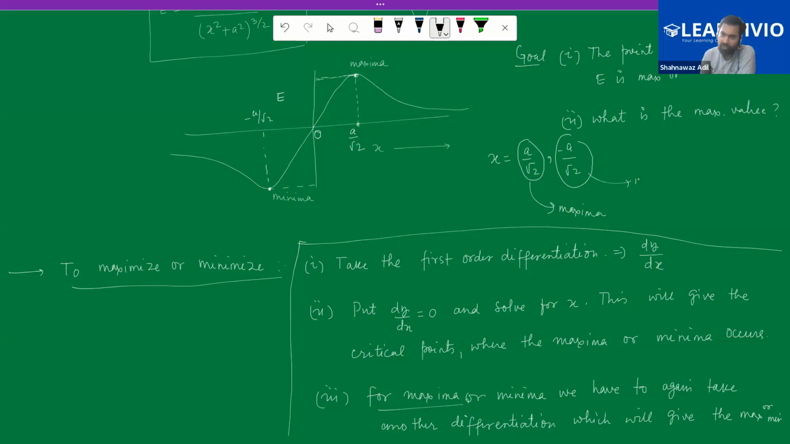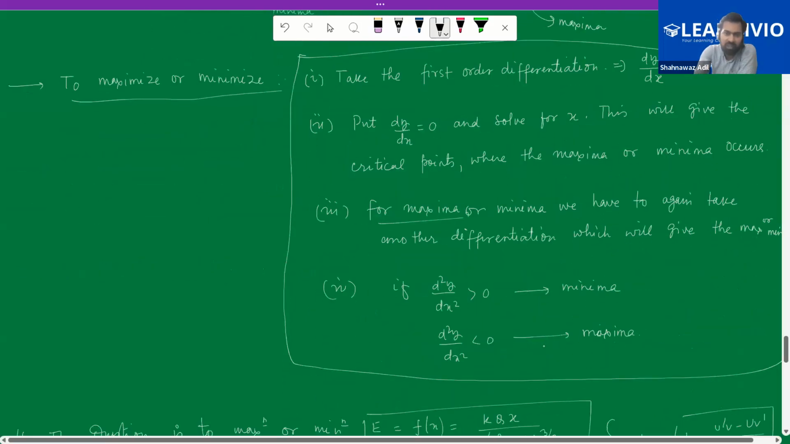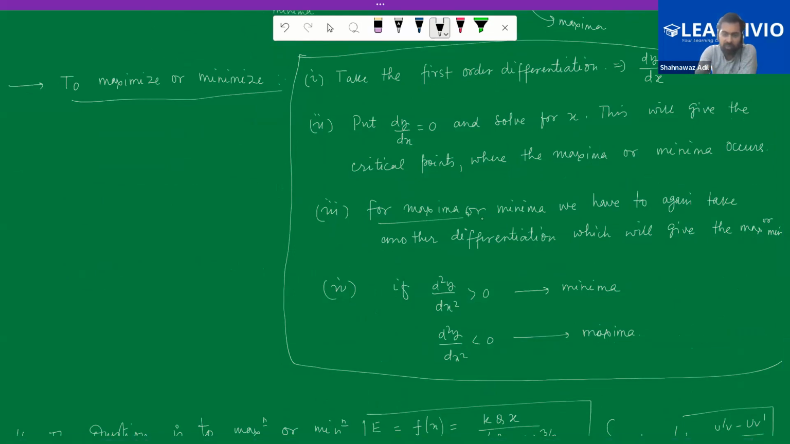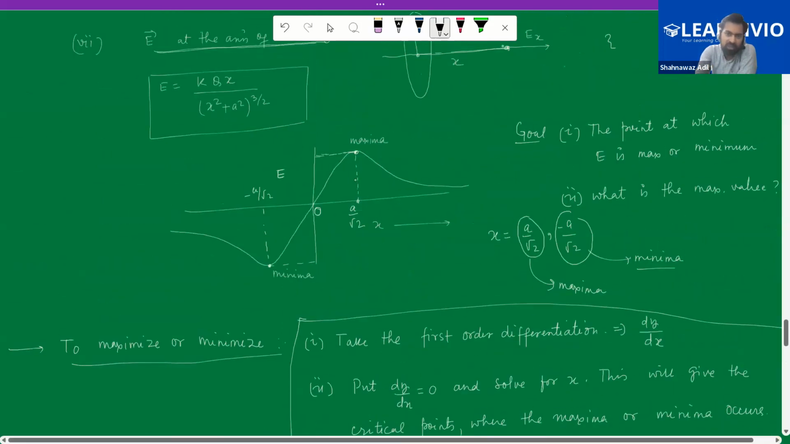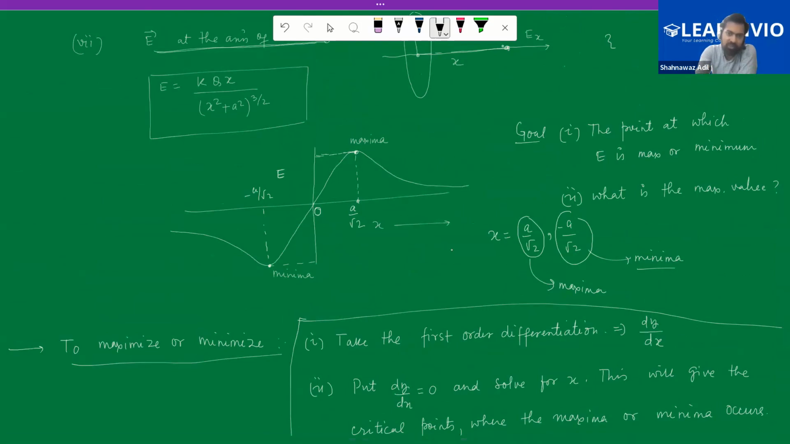I have told it by using the graph, right? But if we follow the second, third and fourth steps, then we can determine from the calculations whether it is a maximum. But from the graph, we can already see that this point is maxima. This is positive, so this is maxima. So a by root 2 would be maxima and minus a by root 2 will be minimum. Is it clear?